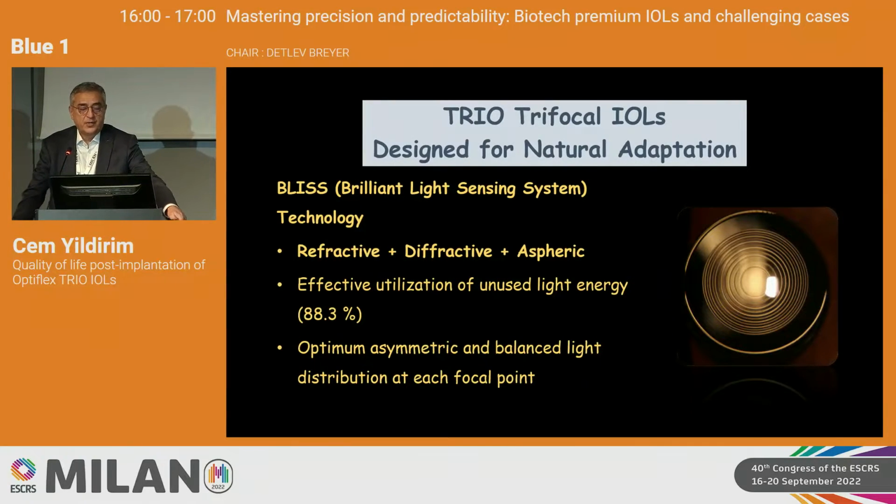I will talk about one of the trifocal IOLs available in the market, which is designed for natural adaptation and has a brilliant light sensing system technology. It is TRIO because it has refractive plus diffractive plus aspheric options, and the effective utilization of unused light energy up to 88%, meaning that only 11% light loss results in an optimum asymmetric and balanced light distribution at each focal point.